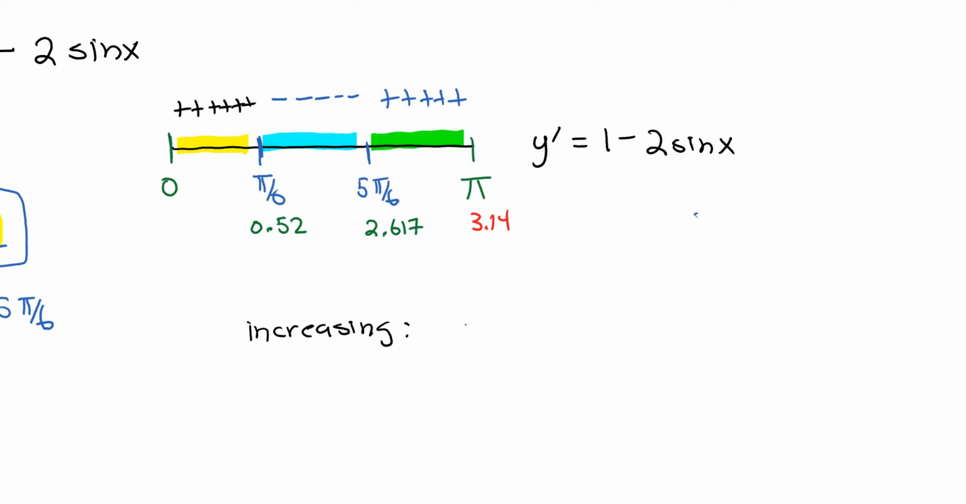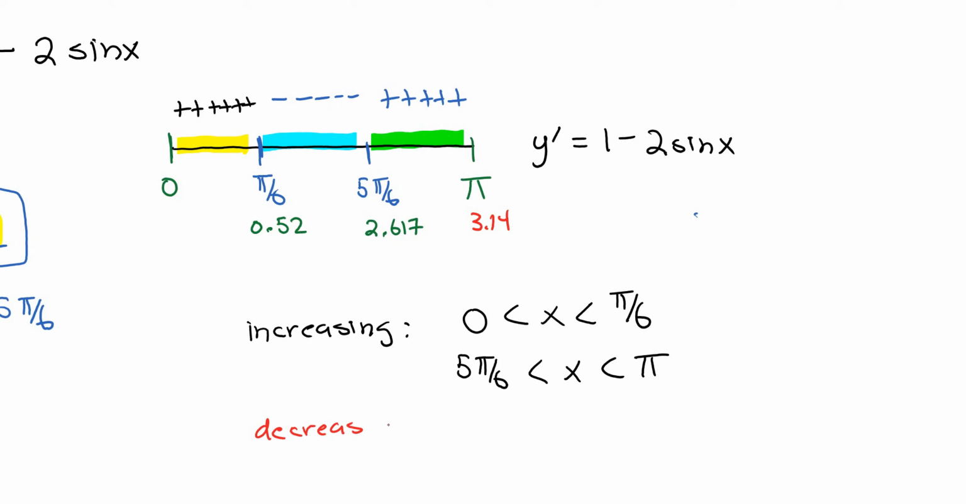We're increasing when we're between 0 and pi over 6. That's the yellow region. We're also increasing in the green region, which is between 5 pi over 6 and pi. And finally, we're decreasing in the blue region, which is between pi over 6 and 5 pi over 6.